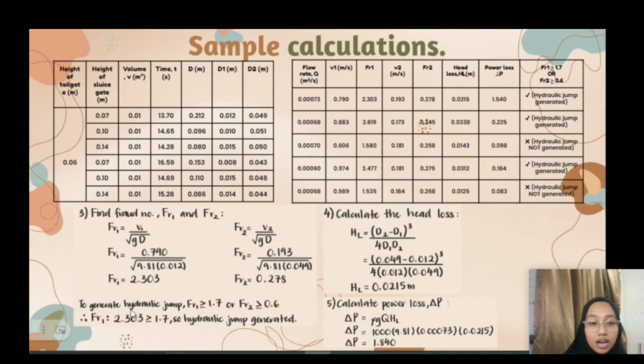We need to compare to generate hydraulic jump, which Froude number 1 should be greater than or same as 1.7, or Froude number 2 should be greater or same as 0.6. Based on our calculation, the first Froude number, which is 2.303, is bigger than 1.7. So the hydraulic jump is generated.